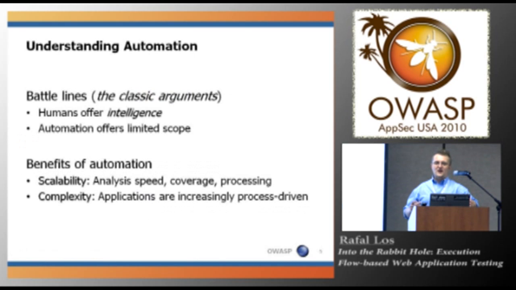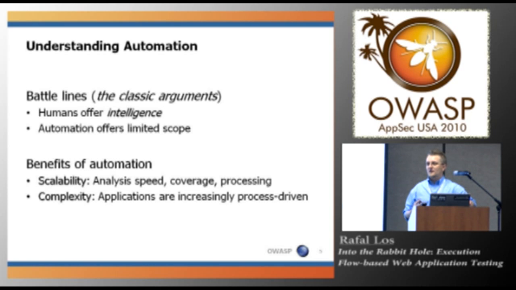But let's understand automation and give me a platform from which to speak so you all know where I'm coming from. I think the basic battle lines and the classic arguments come from humans offering intelligence, right? Humans offer intelligence, computers aren't going to be able to, okay?